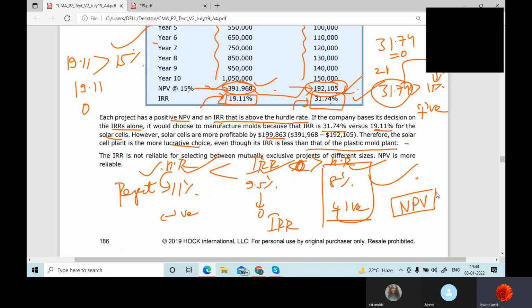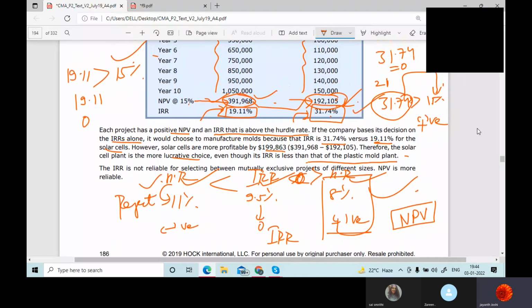IRR or NPV? NPV, of course. Please go through this. If you've got any doubts, please ask me.